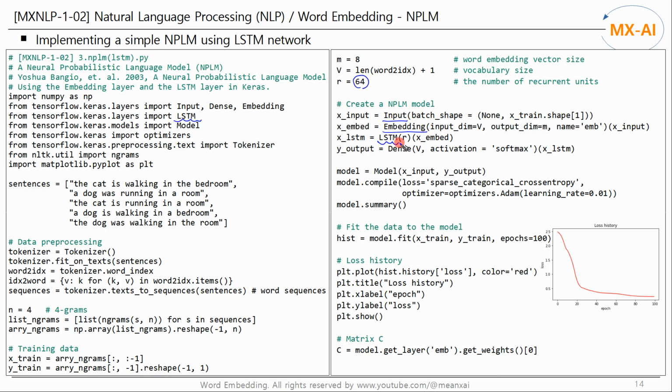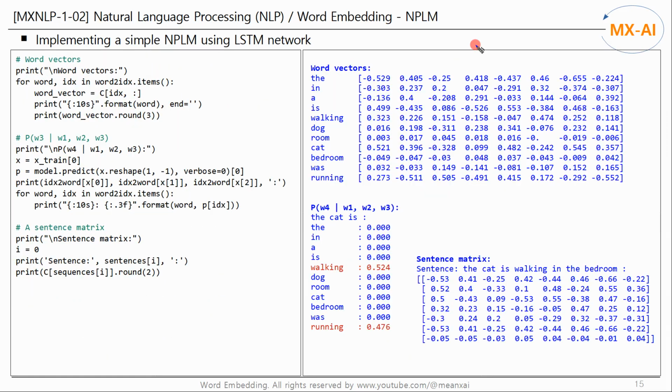Create an LSTM layer with 64 units and feed the output of the embedding layer into the LSTM. Create a softmax output layer and feed the output of the LSTM into the output layer. The rest is the same as the previous code. The results are as follows. This will give you similar results to the previous code.